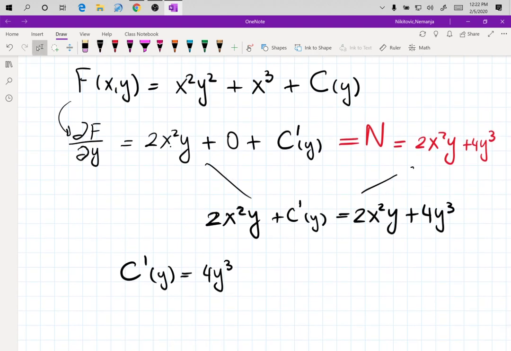Can I get my c of y out of there somehow? You can integrate it. Beautiful. Integrate both sides with respect to y.